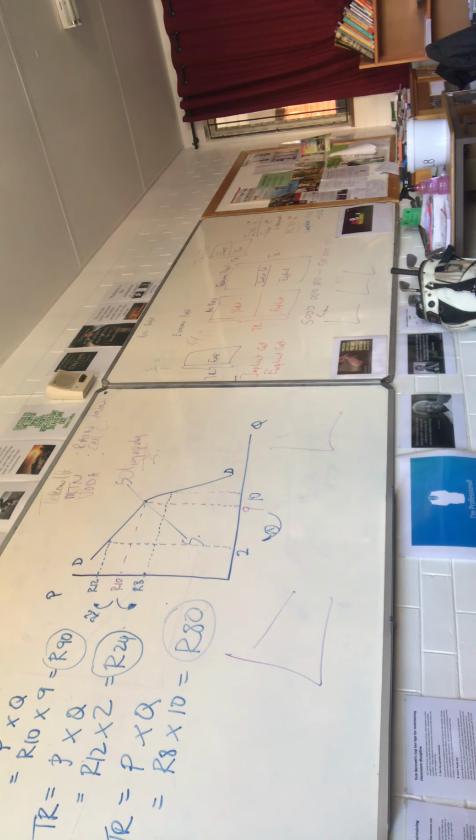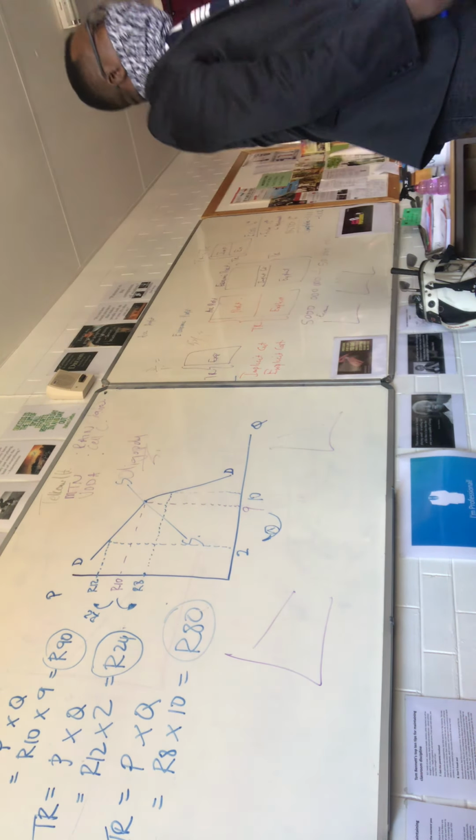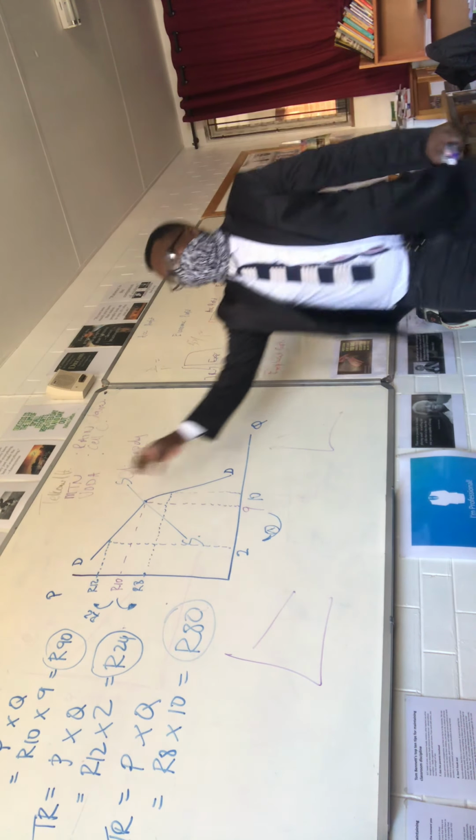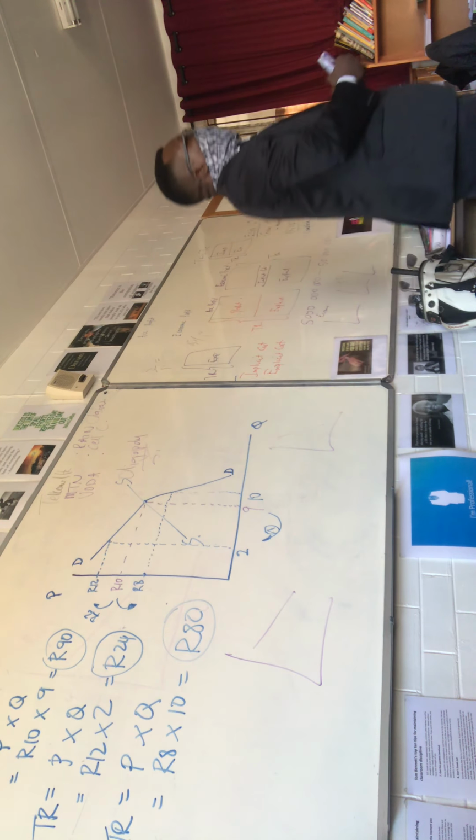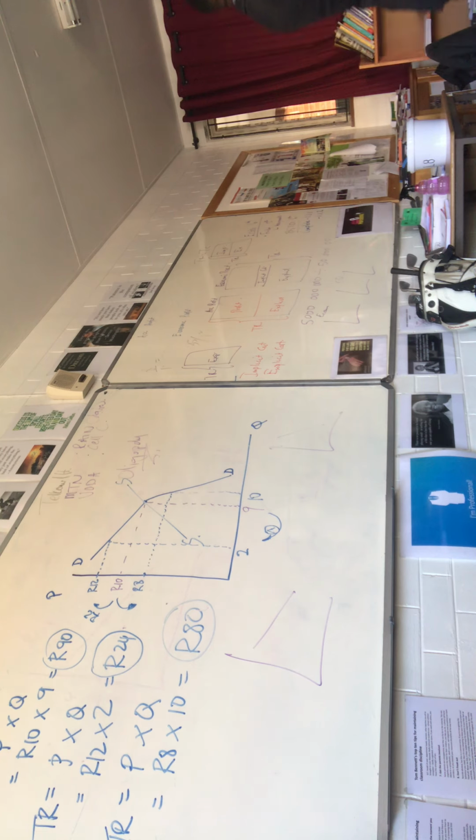So why does it start elastic and go to inelastic? Why is it shaped like that? There's no reason, I don't know. I think it's just the way that they've done it. But the explanation makes sense: why you can't compete on price.